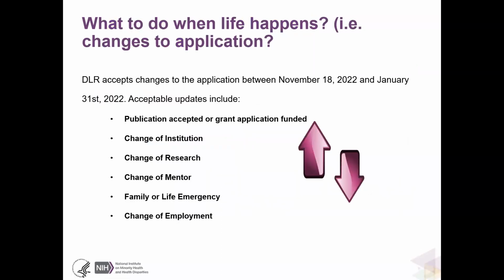Now, what happens when life happens? If you've got to make an application change, DLR accepts changes to the application between November 18th, 2022 and January 31st, 2023. Acceptable updates can include a publication accepted or a grant application funded, like say you get that R01, change of institution, change of research, change of mentor, family or life emergency, change of employment. Maybe you go from Jackson State to Morehouse or vice versa. Those can all be changed after you submit your application up to January 31st.